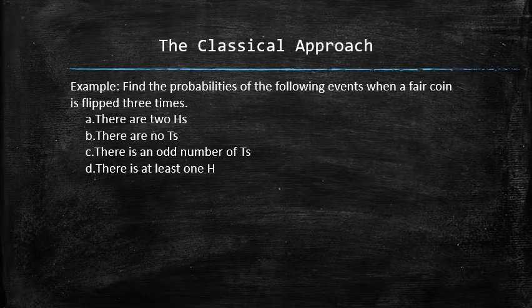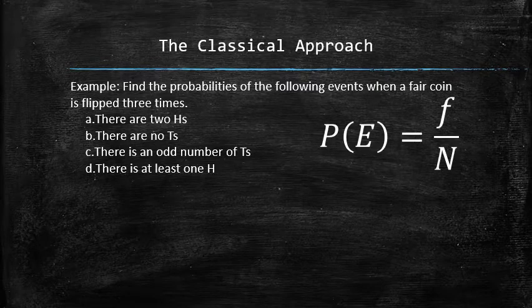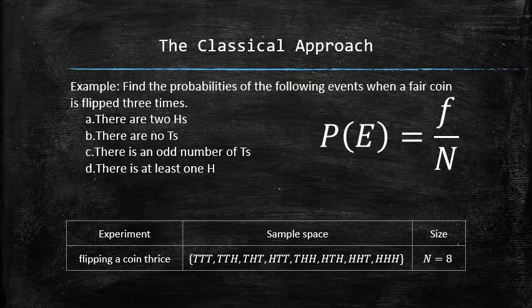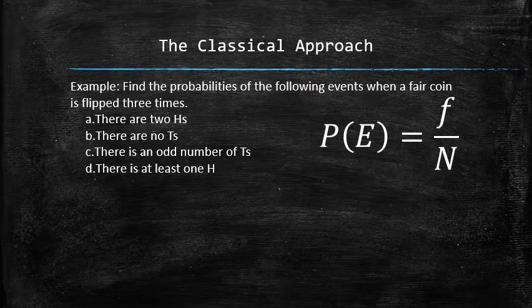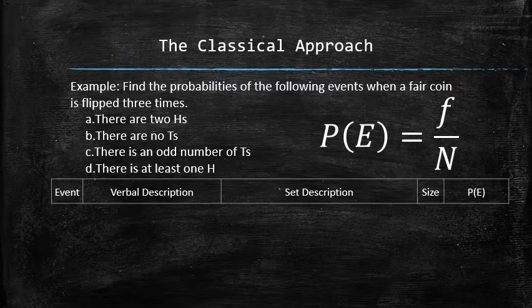Consider the following example. Let's find the probabilities of the list of events when a fair coin is flipped 3 times. To use the formula, we first need to identify the experiment and its sample space. The experiment is tossing a coin 3 times, which has a well-known sample space of size 8. For every event, we will find the set description of an event, that is, list all simple outcomes that define it, then figure out the size of it and divide it by 8, which is the size of the sample space.